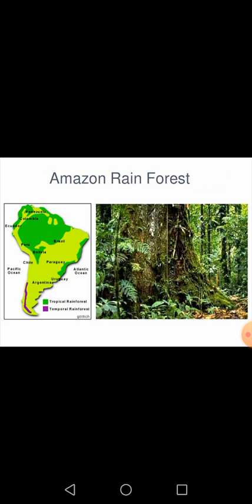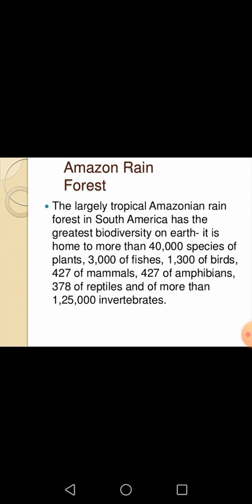Here we know that most of the biodiversity occurs, and I want to tell you that the largely tropical Amazon rainforest of South America has the greatest biodiversity on the earth. It bears more than 40,000 species of plants, 3,000 species of fishes, 1,300 species of birds, 427 species of mammals, 427 species of amphibians, 378 species of reptiles, and more than 1,25,000 species of invertebrates.